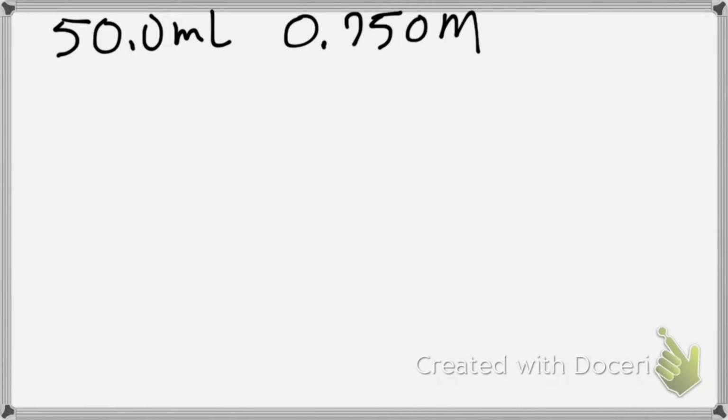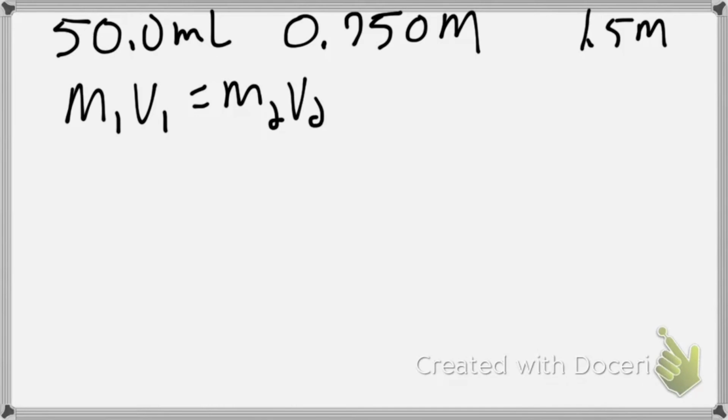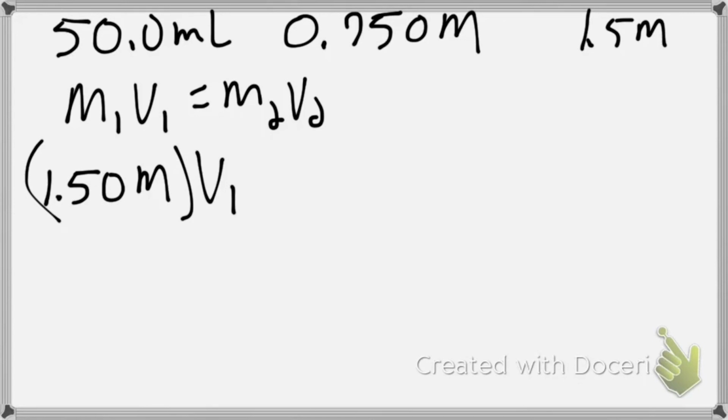To make the dilutions, say I wanted to now make a 50 milliliter solution that is only 0.750 molar. Well, we started off with 1.5 molar, and I can't just use that. I have to now dilute it to 0.750. So the equation you're going to use is M1V1 equals M2V2. The stock solution is what we'll do for 1. So the molarity of the stock solution was 1.50 molar. What you're solving for is V1.